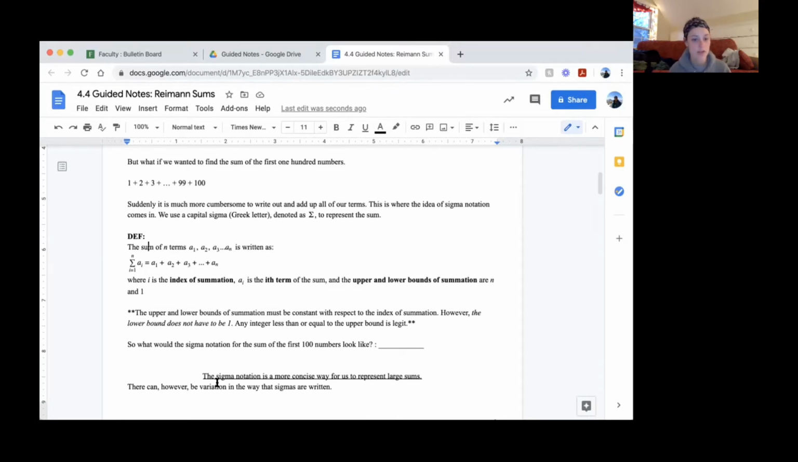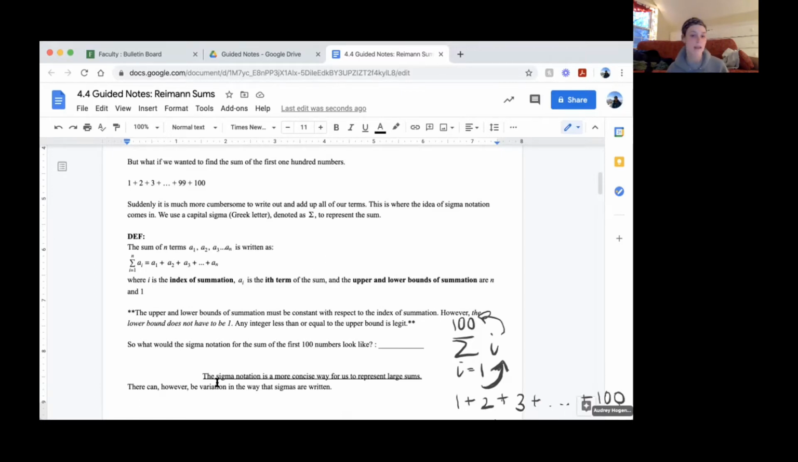So what would sigma notation for the sum of the first 100 numbers look like? Well, it would be the sum from i equals 1, where we're starting, to 100 of i, which indicates that we just plug in whatever is in i until we get all the way up to our top term. So this would indicate i equals 1, and then sigma indicates plus, and then we rotate to our next term, which is 2, and then we know that it's plus 3, plus all the way up to plus 100.